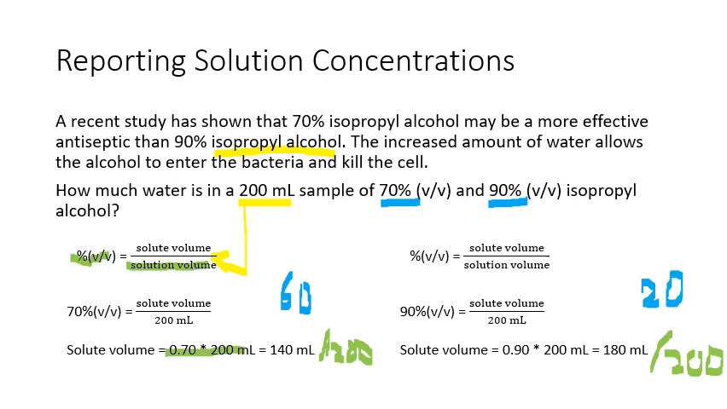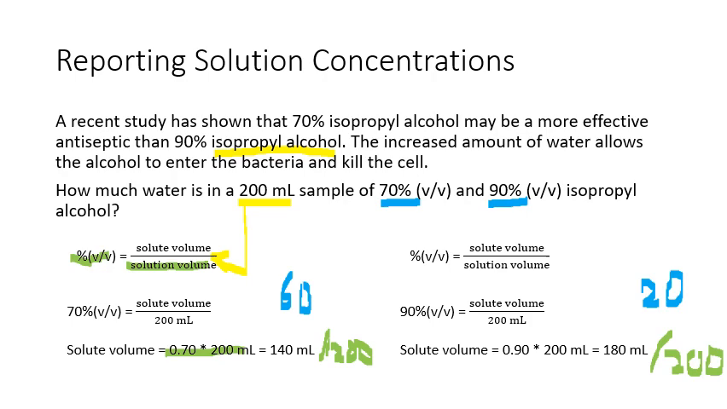alcohol. Versus for the 90% sample, we took 20 milliliters of water and added it to 180 milliliters of alcohol. That means there was a total volume of 200; 180 plus 20 is 200 milliliters total. But of those 200 milliliters total, 180 milliliters was the alcohol and the other 20 milliliters was the water. So 90% of the volume of that solution was alcohol.